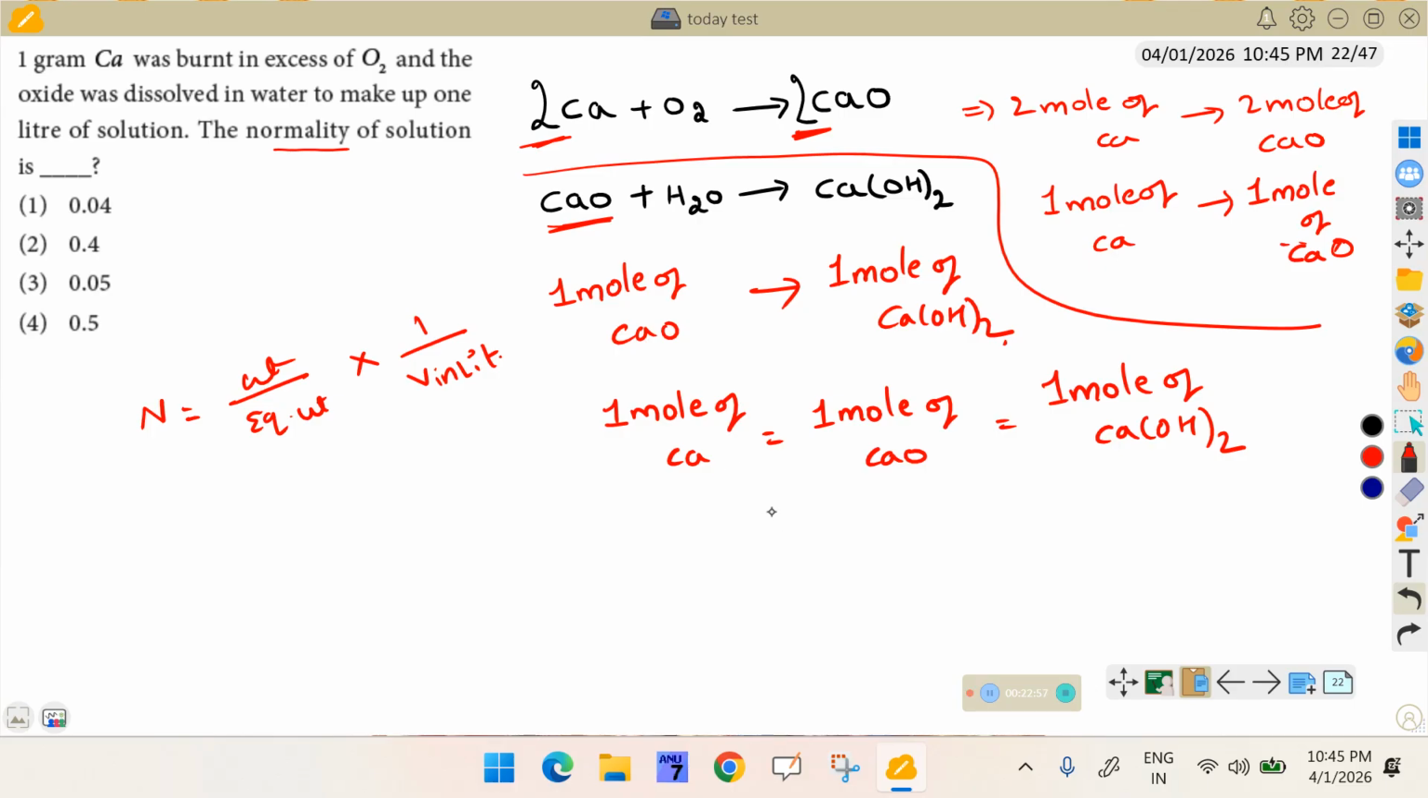So calculate number of moles of Ca. Number of moles of Ca is equal to weight by molecular weight. Weight 1 gram, molecular weight is 40 grams. 1 by 40, you will get 0.025. Number of moles of Ca is equal to number of moles of CaO is equal to number of moles of Ca(OH)2. So number of moles of Ca(OH)2 is equal to 0.025 moles.